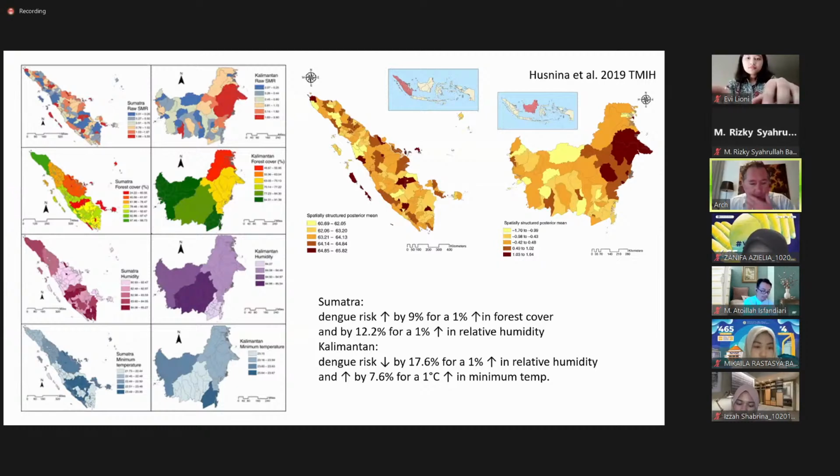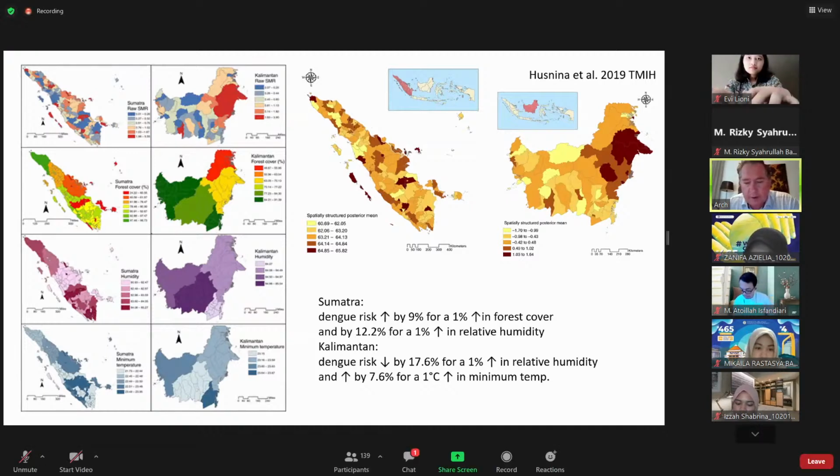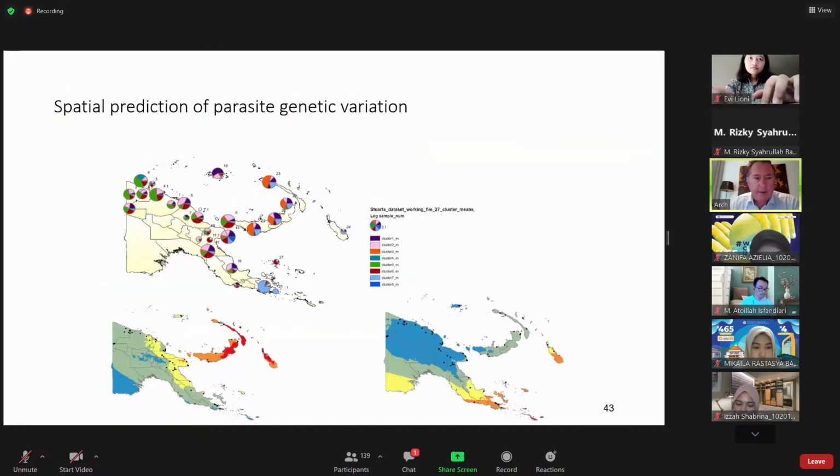And so she found, for example, that in Sumatra, dengue risk increased for a 1% increase in forest cover, which is a bit counterintuitive. But it also increased for a 1% increase in relative humidity. And in Kalimantan, dengue risk decreased with an increase in relative humidity and increased with an increase in temperature. Okay, so just giving you some ideas about the underlying spatial patterns or spatial drivers of disease risk.